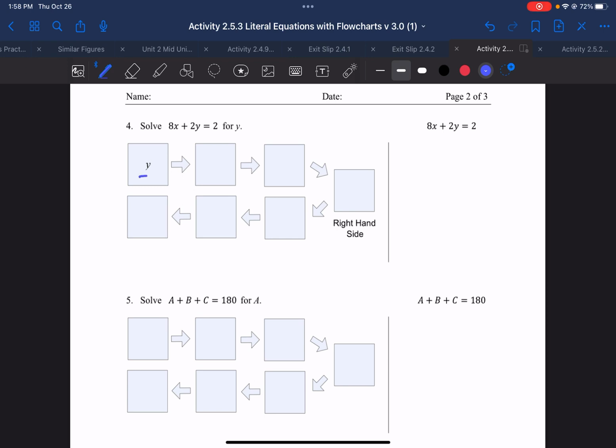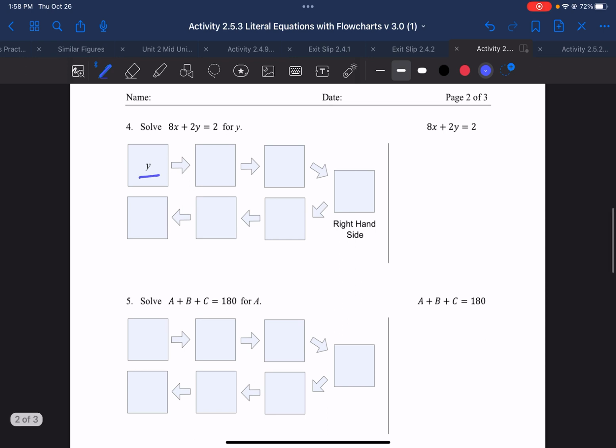So what's happening to y? To solve for y, we have to say what's happening to y first. Well, first, y is being multiplied by 2. Then it's adding 8x. How do I know 8x is being added? 8x is positive. If it was negative, we would say it's subtracting 8x, or we're adding a negative 8x. All right, and this all equals 2.